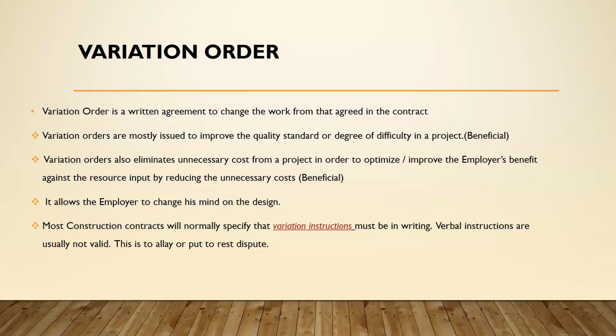Most construction contracts will normally specify that the variation instruction must be in writing. So verbal instructions are usually not valid. This is to put to rest disputes. So where we have variation instructions without it being in written form to the contractor, it may bring some problems in future.